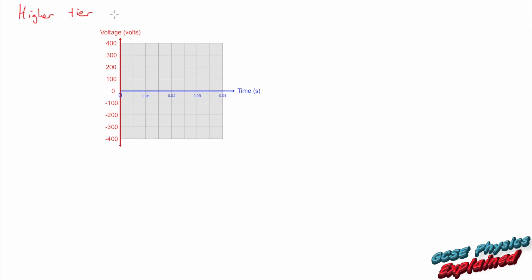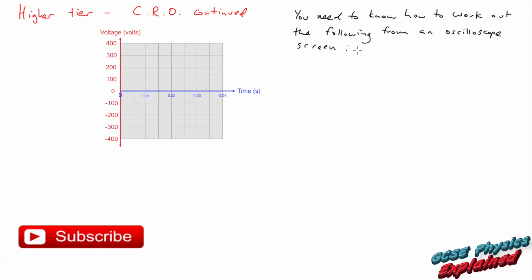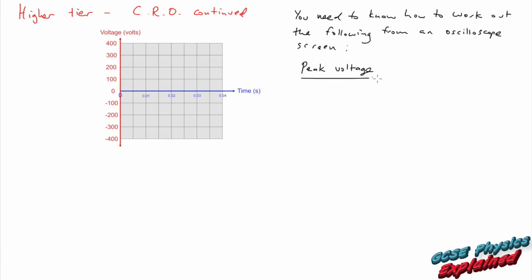Right, so this bit's just for higher tier candidates. You need to know how to work out the following from a CRO screen: the peak voltage, the period, and the frequency. Right, I'll start with the peak voltage. So the peak voltage is basically the maximum voltage.